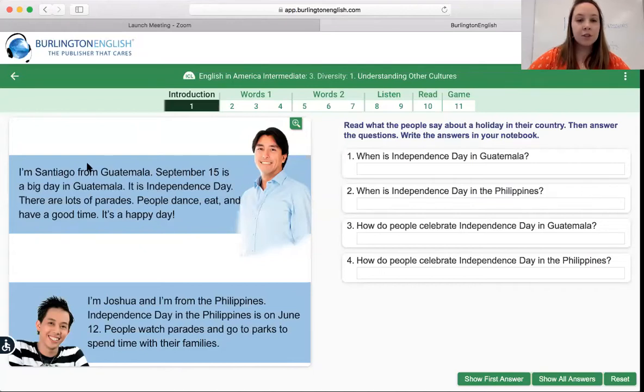First, what I want you to do is read to yourself this first paragraph where it starts, I'm Santiago. I'm going to give you a few minutes to read that. When you finish reading that first paragraph, go on to that second paragraph and read that also.